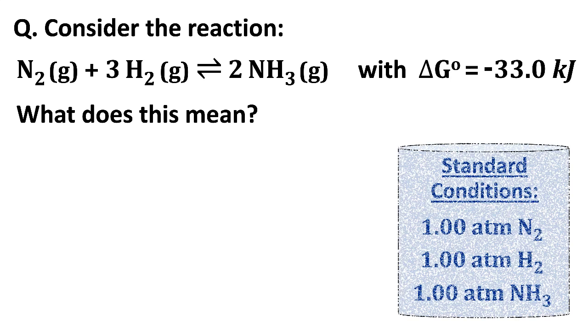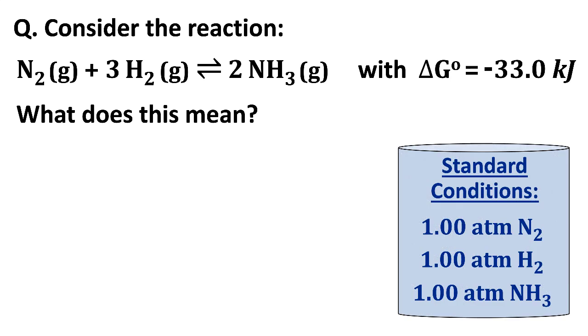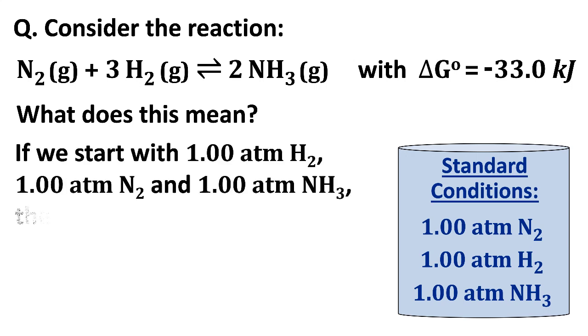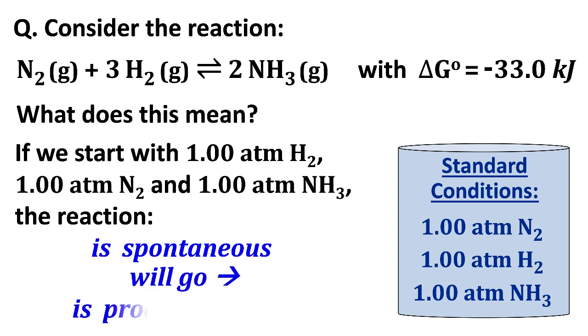What does this mean? Well, the delta G being a negative number means the reaction is spontaneous, but since it's a delta G naught, it means the reaction is spontaneous under standard conditions. In other words, all the gases involved, the nitrogen, hydrogen, and ammonia, are 1 atmosphere in pressure. So if we start with 1 atmosphere hydrogen, 1 atmosphere nitrogen, and 1 atmosphere ammonia, then the reaction under those starting conditions is spontaneous. It'll go to form products. That's what spontaneous means. Or we could also say it's a product-favored reaction. So this is something we've done before.